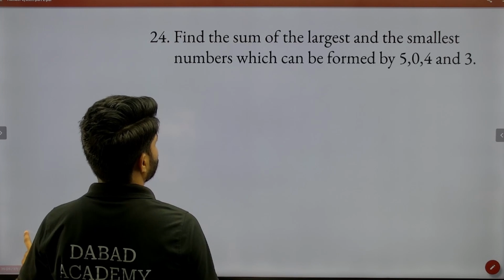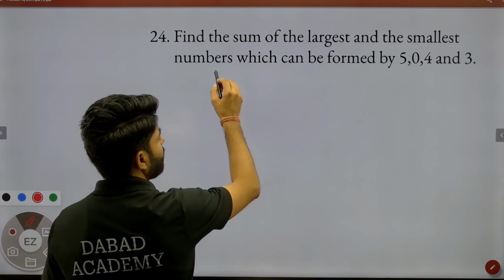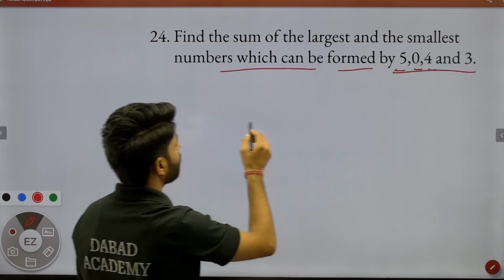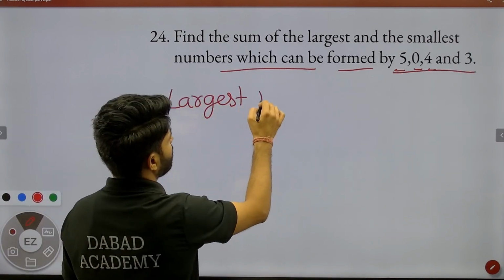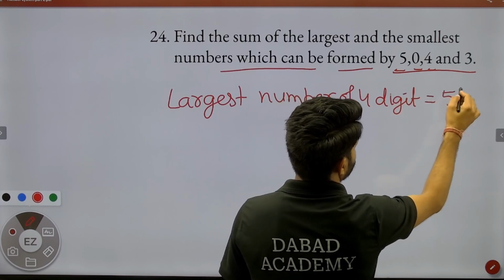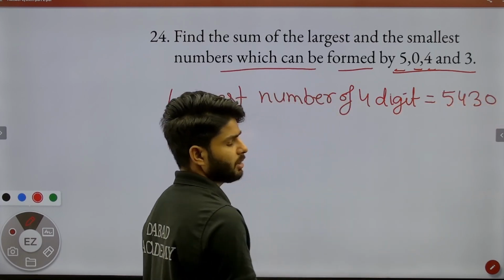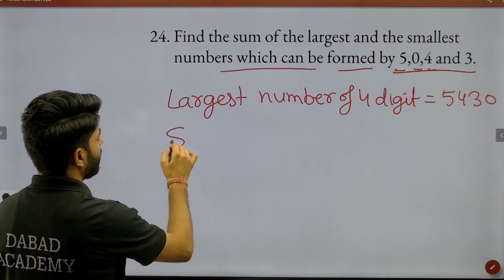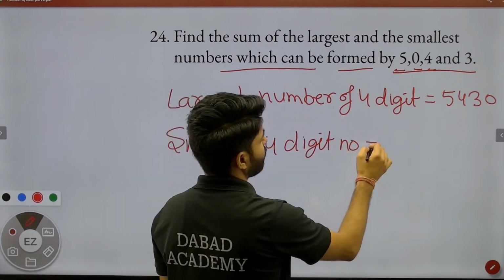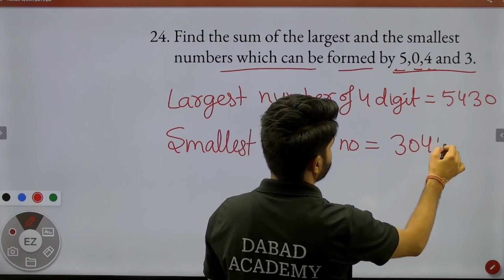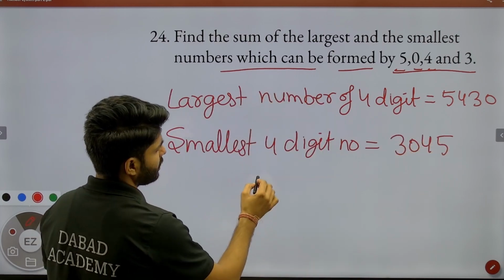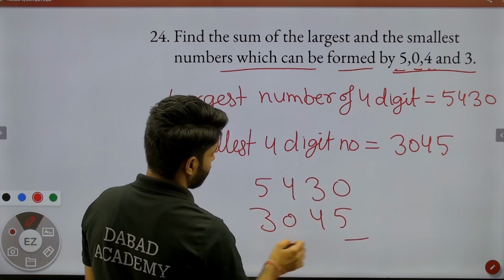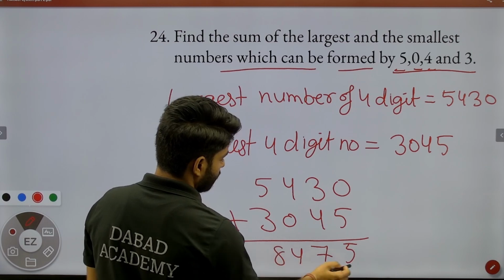Find the sum of the largest and the smallest number which can be formed by 5, 0, 4 and 3. So first we have to form the largest 4-digit number, that is 5430. We arrange these numbers in descending order: first the largest, then the smaller, then again the smaller. And the smallest 4-digit number formed is 3045. Now we have to sum these two numbers, that is 5430 and 3045, and the sum is 8475.